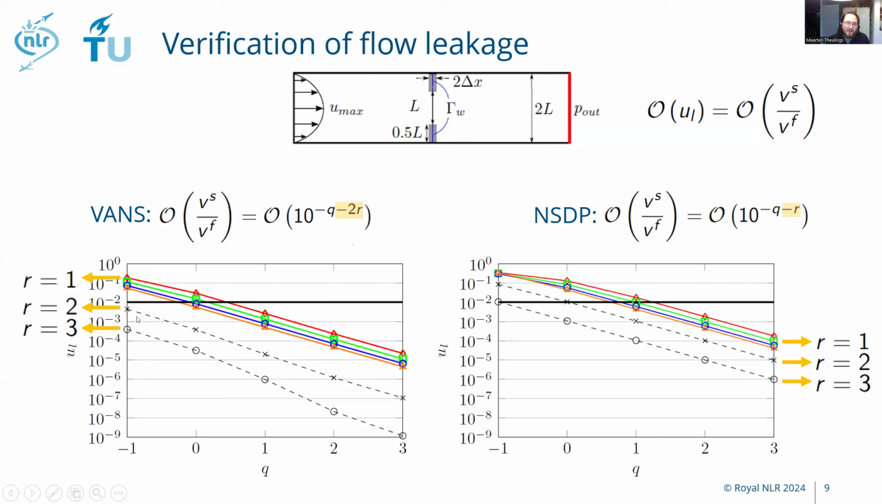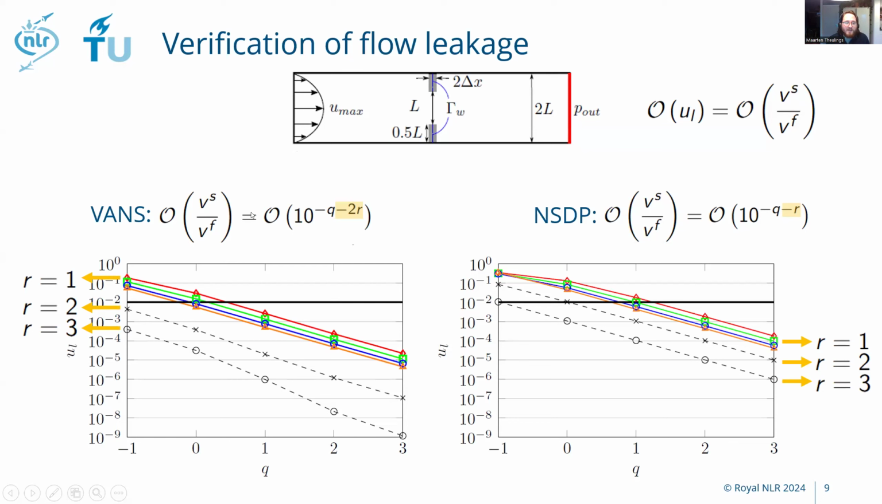So that's the consecutive lower lines. There I increase R by 1 each line. And then for the NSDP equations, you find very nicely that each increase in R decreases the flow leakage by 10 to the power -1.